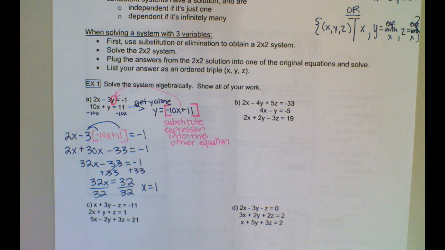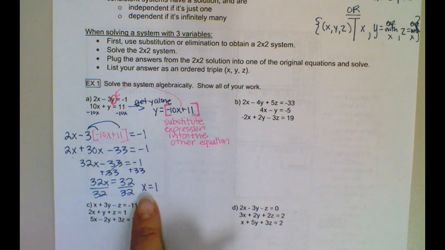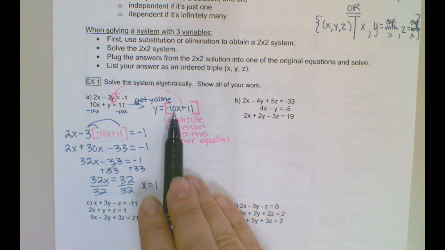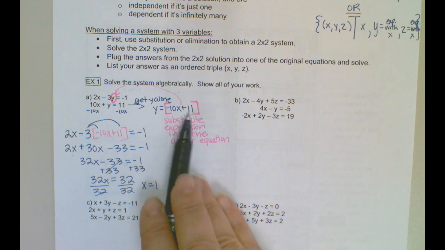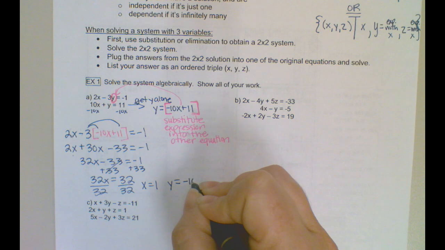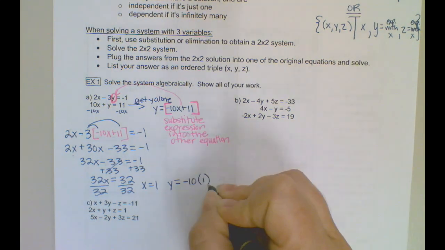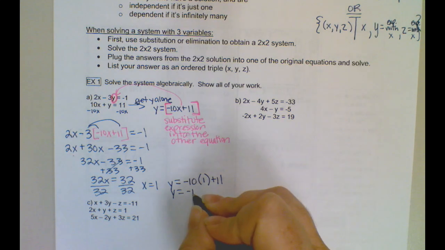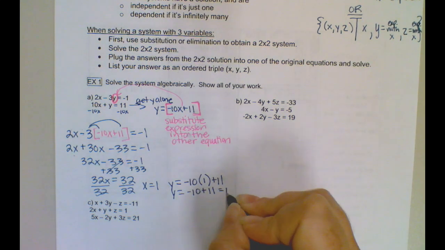Just because I have x equals does not mean that I am done. In fact, I am not done ever if it is a system, because system means I have multiple variables. So I now know what x is. Once I know what x is, I then need to plug that in. It's easiest to plug it in here because that's already, y is already alone. So if I want to know what y equals, it's negative 10 times x, which I now know is 1 plus 11. So y equals negative 10 plus 11, which is also 1.